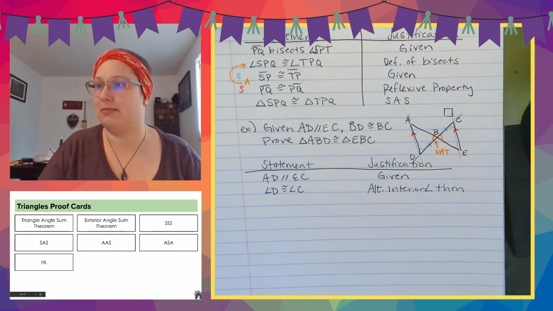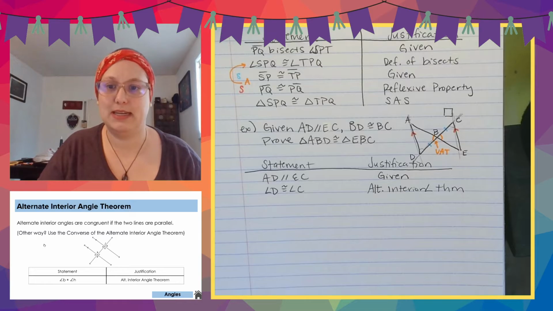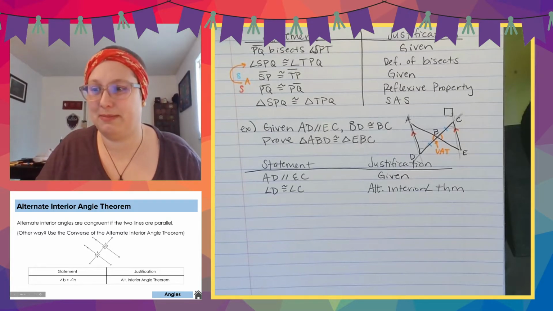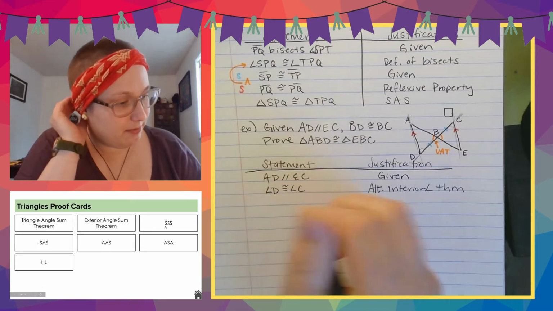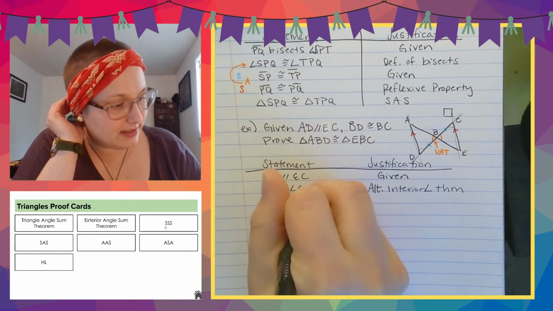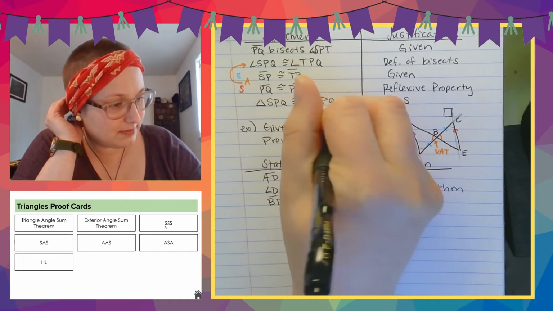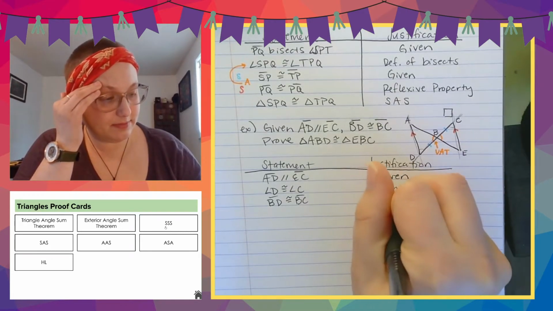But if you want a reminder, if you go to angles, here's the alternate interior angle theorem. It says that alternate interior angles are congruent if the two lines are parallel. If we wanted to go the other way, we use the converse, but we don't need to go the other way. Okay, so then BD was congruent to BC. I was really sloppy on this one. These are all line segments. Okay, that was given.